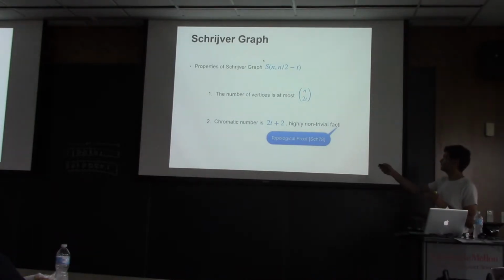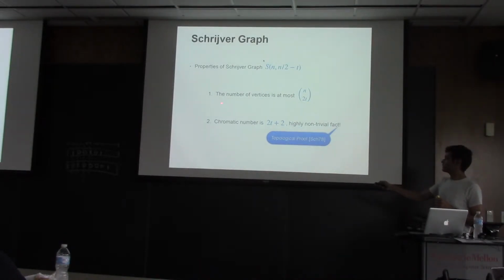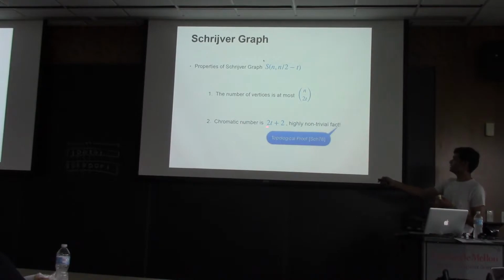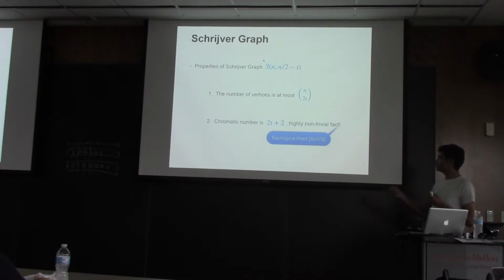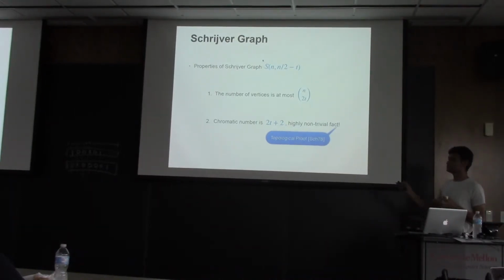If you look at the Schreier graph with these parameters, the number of vertices is very small, and the chromatic number of this Schreier graph is 2t plus 2. This is a highly non-trivial fact. Although the graph and its description look very nice and simple, proving the exact chromatic number of this graph is hard. The only proof known is a topological proof. It does not have any combinatorial or simple elementary proof. And we will need both these facts for our reduction. Any questions so far?